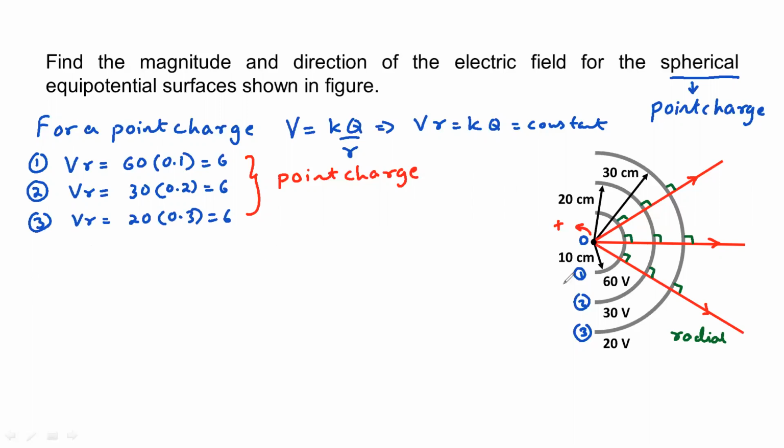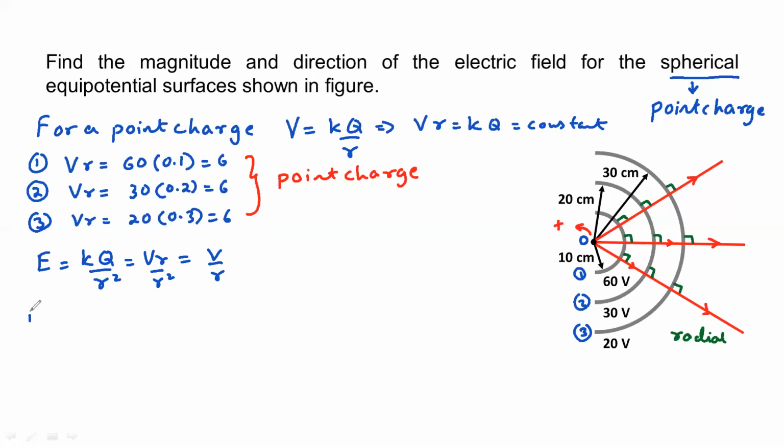So let's calculate the electric field at all the 3 equipotential surfaces: surface 1, surface 2, and surface 3. Okay, so let's calculate that. To do that, what is the formula for electric field due to a point charge? It is kq over r square. Now from here you can say that kq can be written as vr, so this is equal to vr by r square, or simply it is v upon r. So that becomes easy, it is simply v upon r.